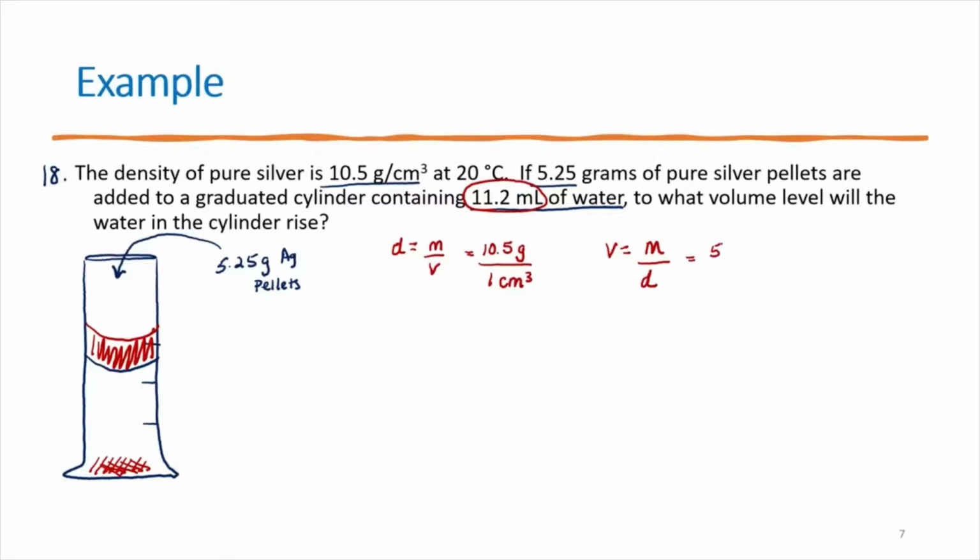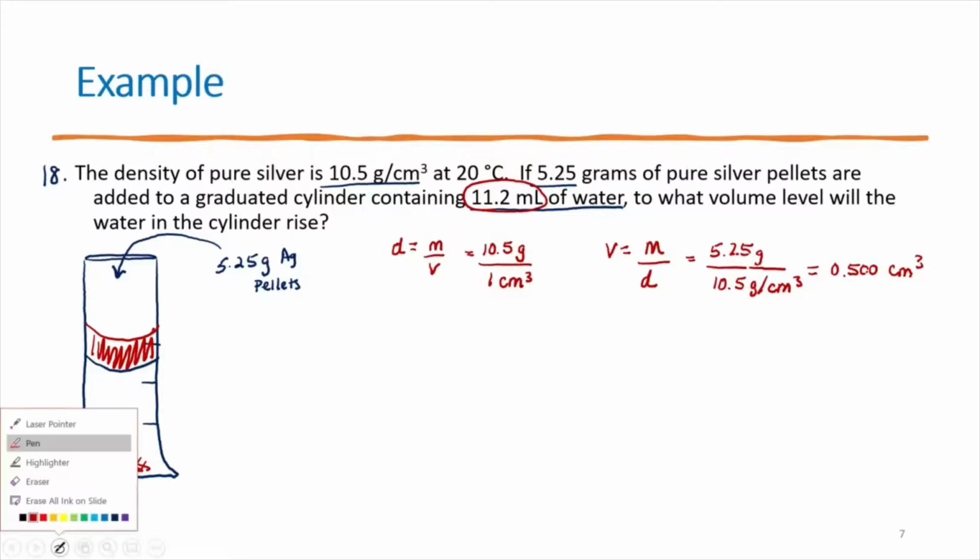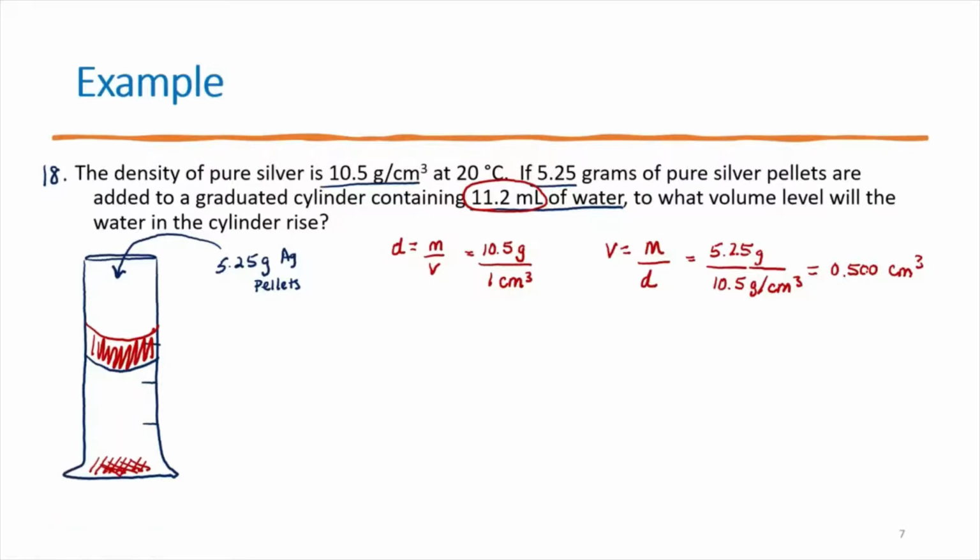So I've got 5.25 grams divided by 10.5 grams divided by centimeter cubed. This gives me 0.500 centimeters cubed. Now I know some students are not comfortable with doing it that way, so let me show you the slightly longer way. This is the same as saying 5.25 times 1 centimeter cubed divided by 10.5 grams.